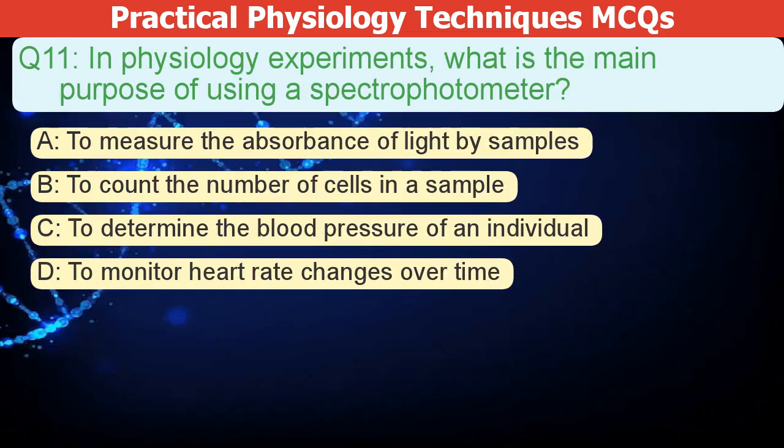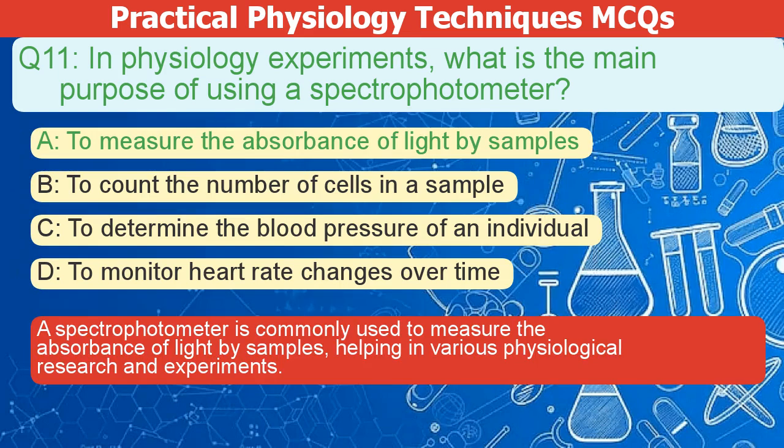In physiology experiments, what is the main purpose of using a spectrophotometer? A. To measure the absorbance of light by samples. B. To count the number of cells in a sample. C. To determine the blood pressure of an individual. D. To monitor heart rate changes over time. The correct answer is A. A spectrophotometer is commonly used to measure the absorbance of light by samples, helping in various physiological research and experiments.